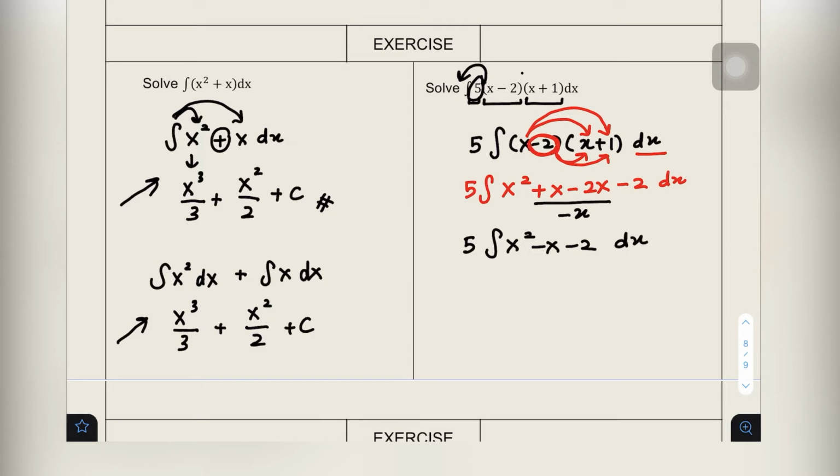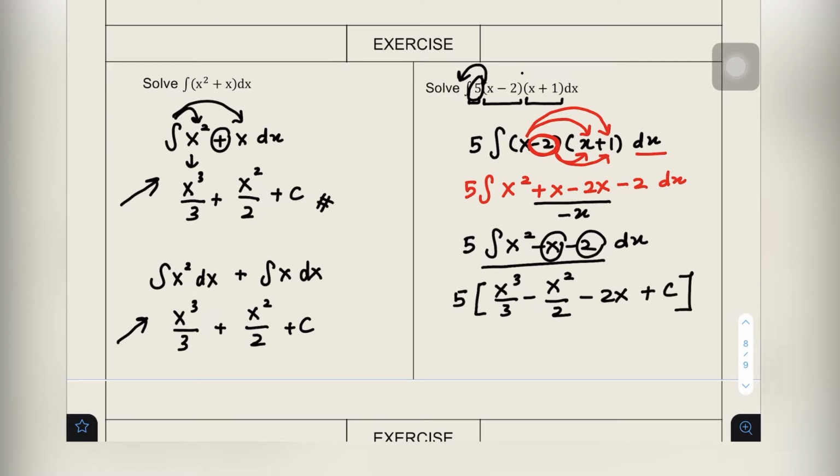You need to do the process of integration for this function. Okay, so 5 outside here, and then you put bracket. So x squared, you integrate, you will get x cubed over 3, minus, you integrate x, you will get x to the power of 2 over 2, minus, okay, remember, if you integrate a constant, what you will get is 2x, plus c, don't forget. So this is the final answer of your integration.